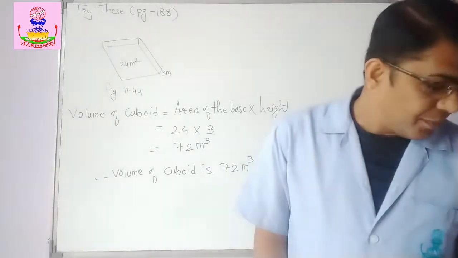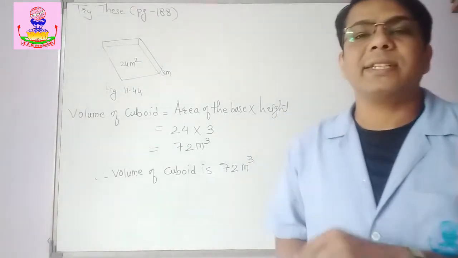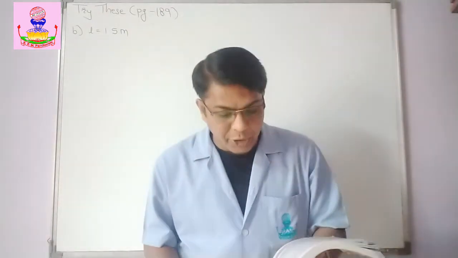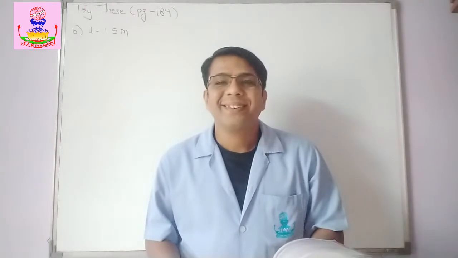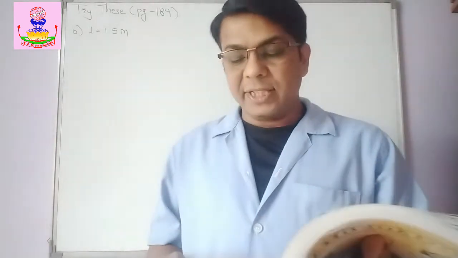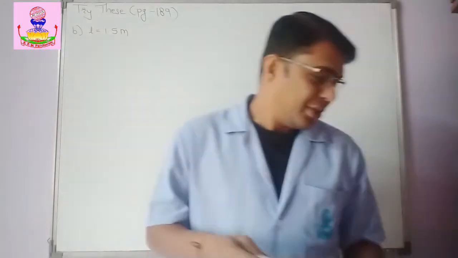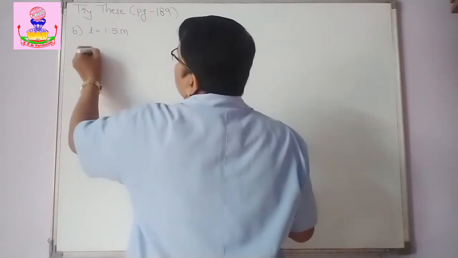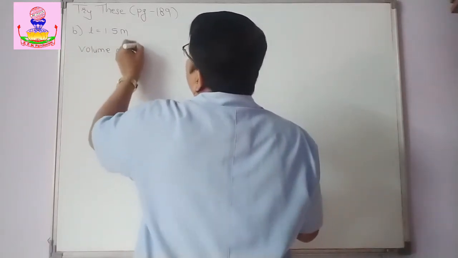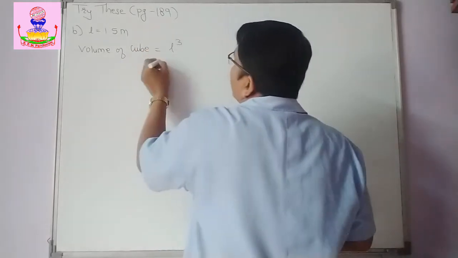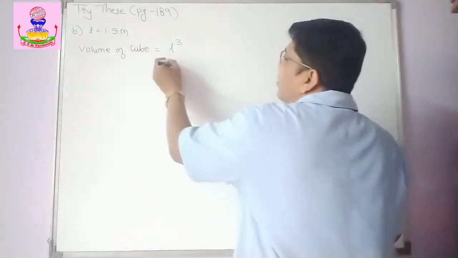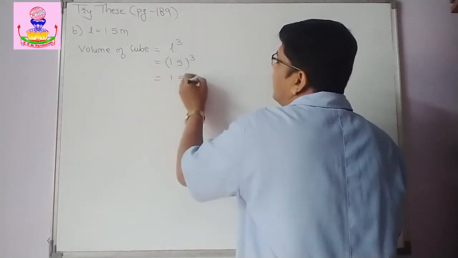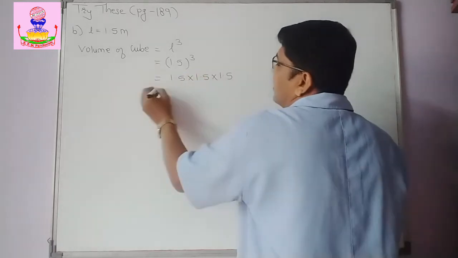Now let's move to the next, try these on page number 189. See that, try this, find the volume of the following cubes. So A1 you will do. I am going to solve B with a side 1.5 meter. Okay. So volume of cube, as you know, volume of cube is equivalent to L cube, right? That is 1.5 cube. Okay, means 1.5 into 1.5 into 1.5.